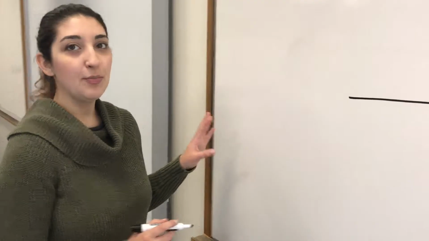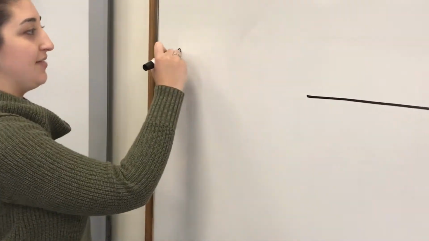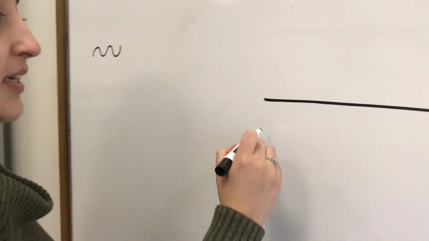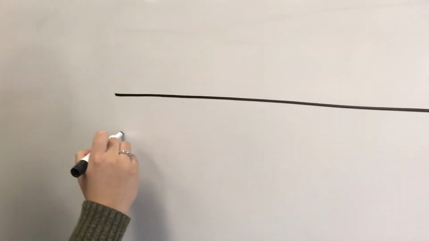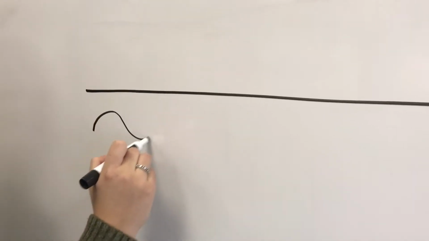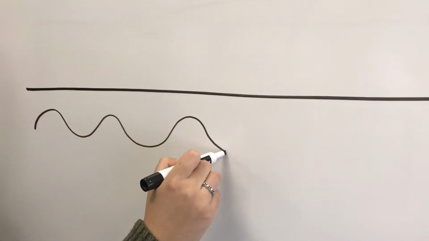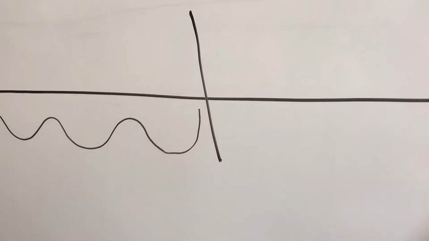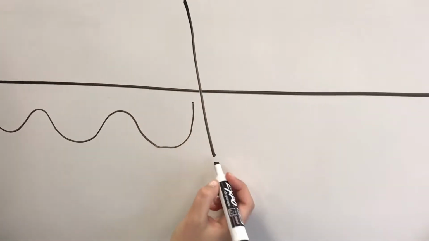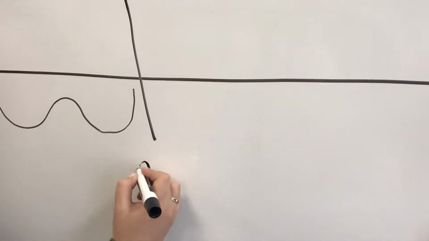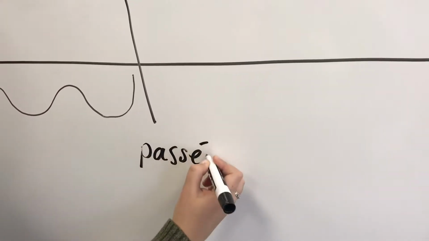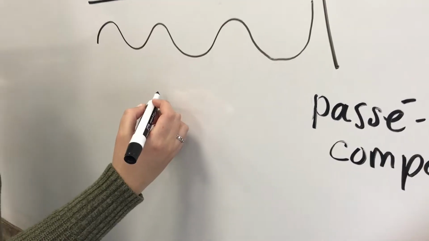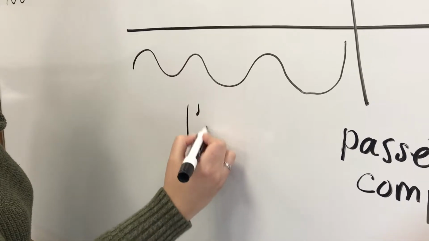So we're going to represent the imparfait with a squiggly line. As events happen in your story, we're going to represent them with a squiggly line. As I was walking down the road, bam, I fell. Now this line represents the passé composé. And this is the imparfait.